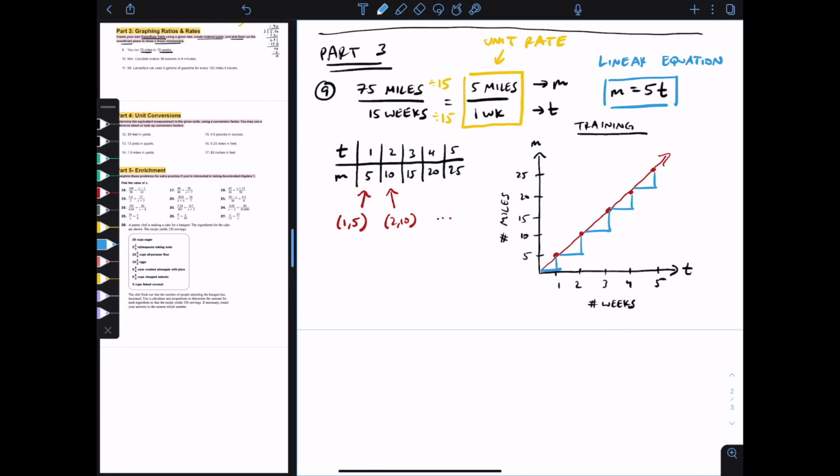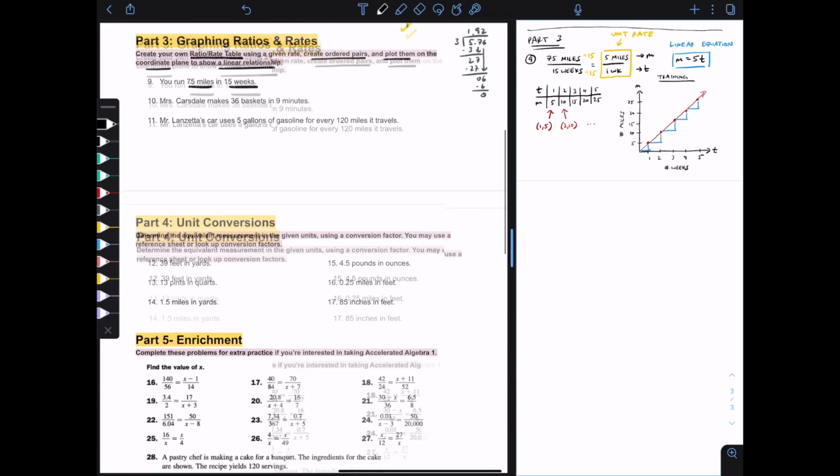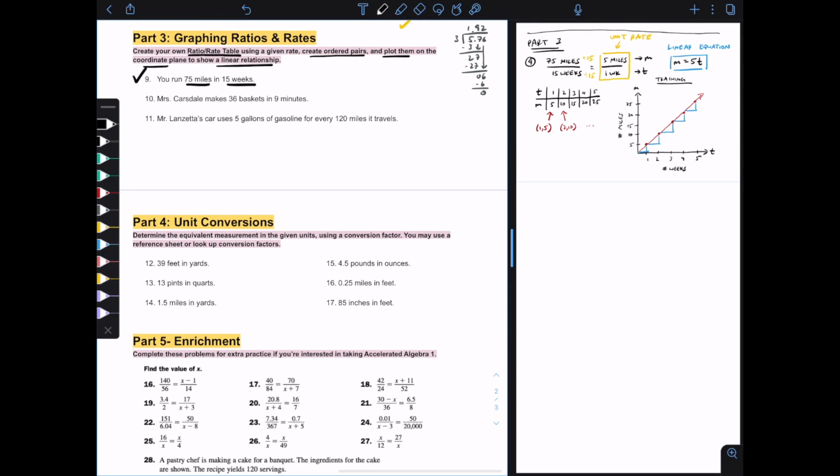Okay, and we could continue this graph until we got to 75 miles in 15 weeks, but this is just a linear relationship, or the linear equation for this constant rate of change. Okay, so that's number 9. Let's take a look back over at the problems. Number 9 is all good to go. Let's look at number 10.